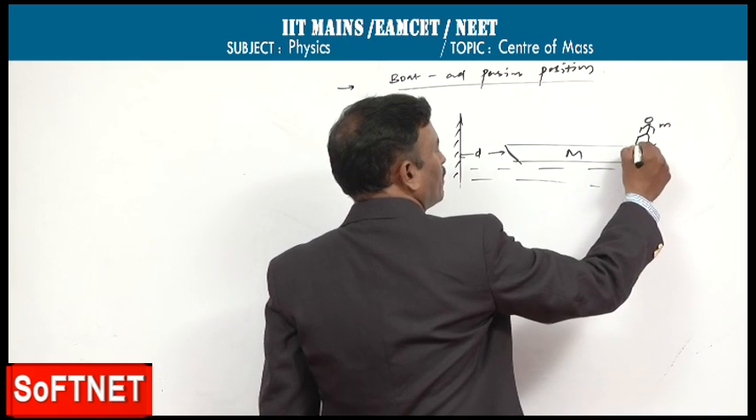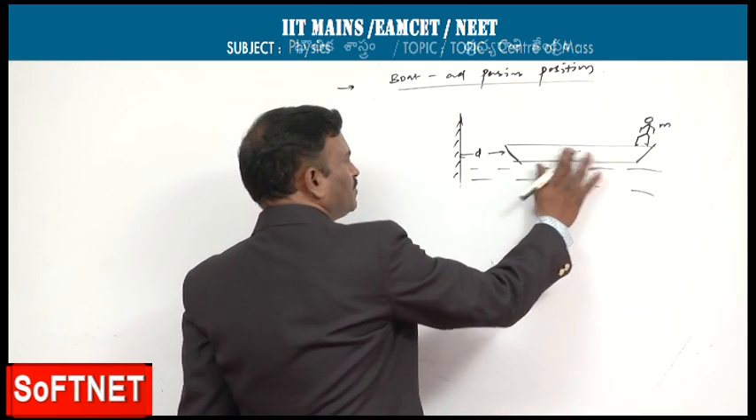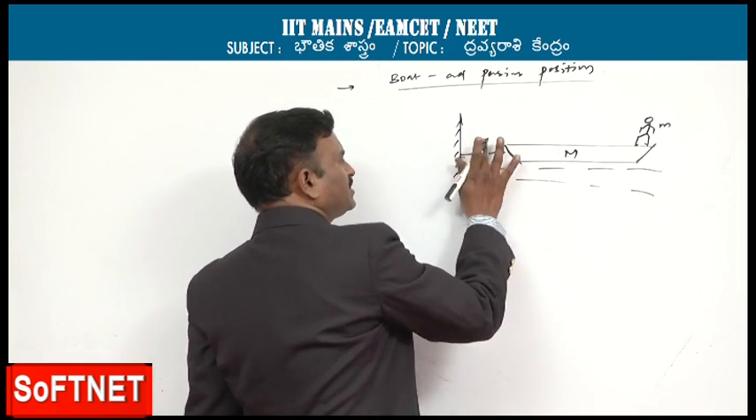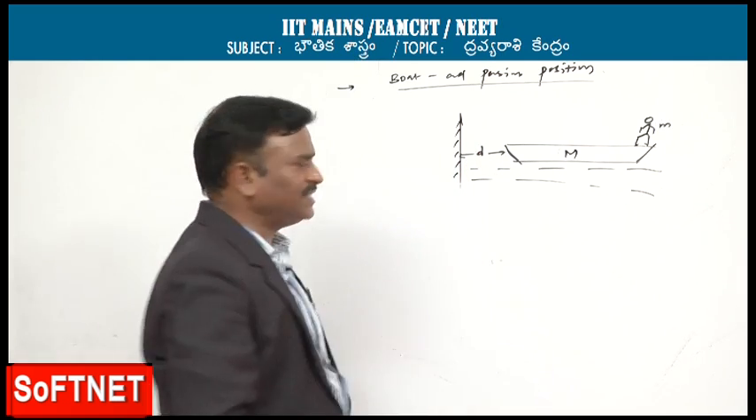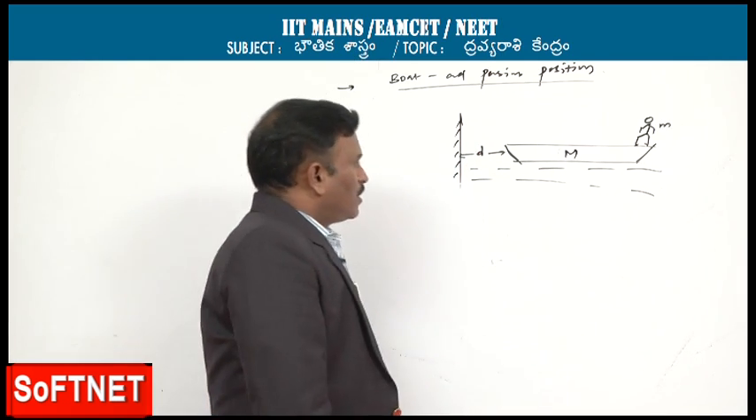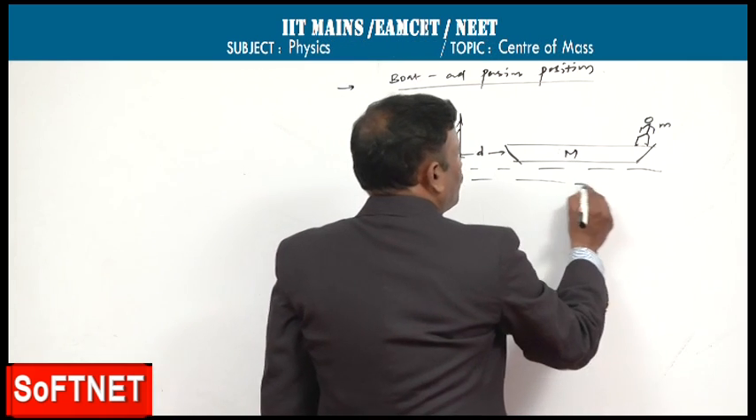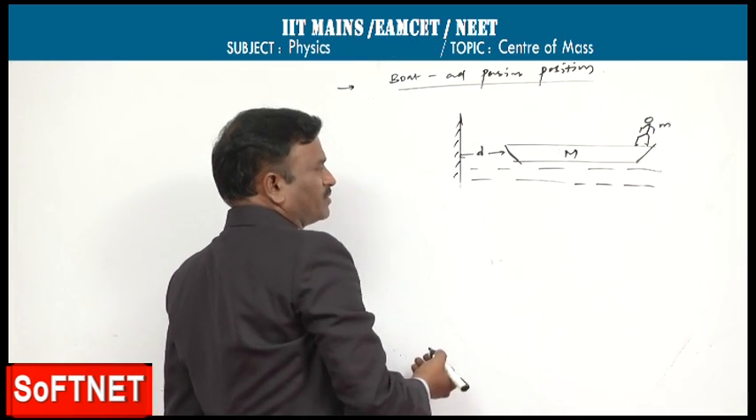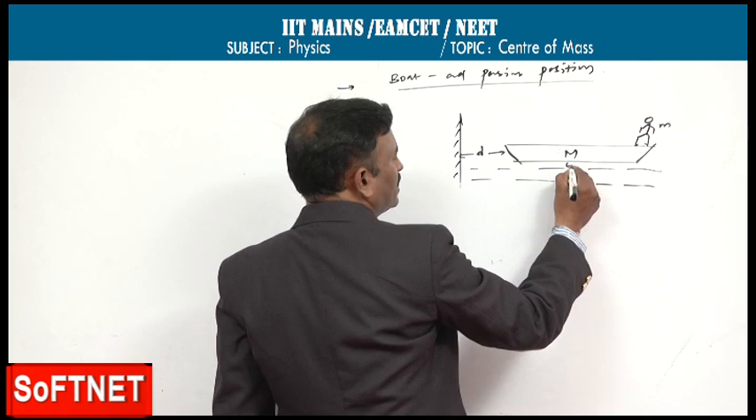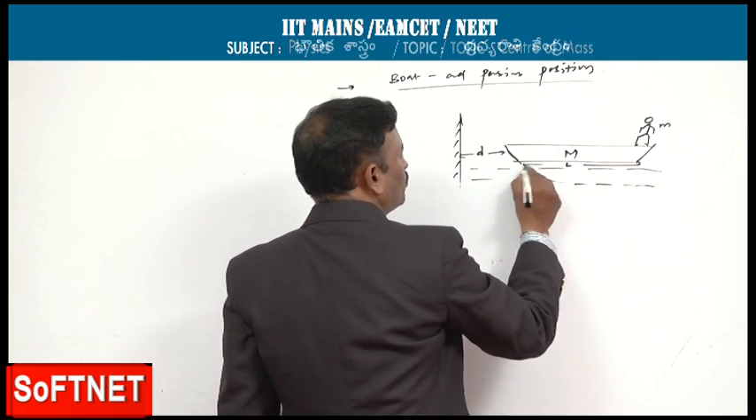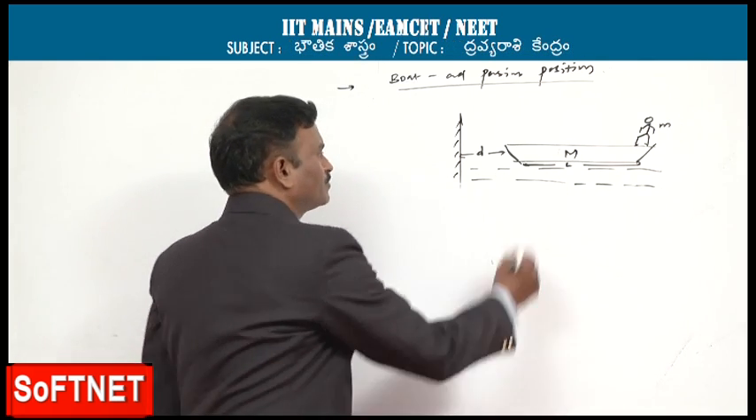Mass of the man is m. Mass of the boat is capital M. The boat is at a distance d from the shore. Now, when the person is moving towards the shore, let us take L as the length of the boat. Total length of the boat is L.